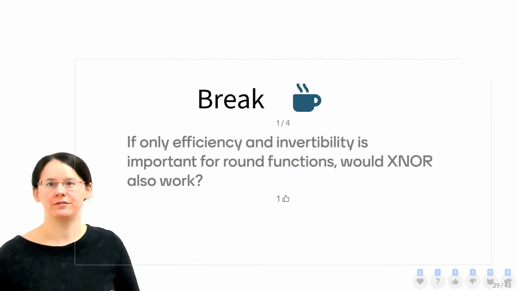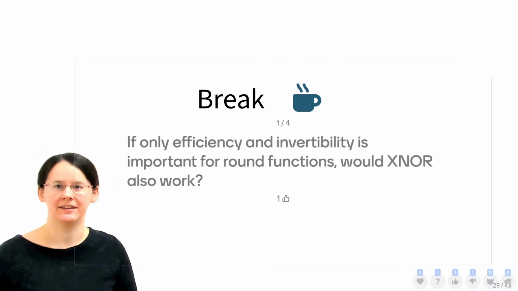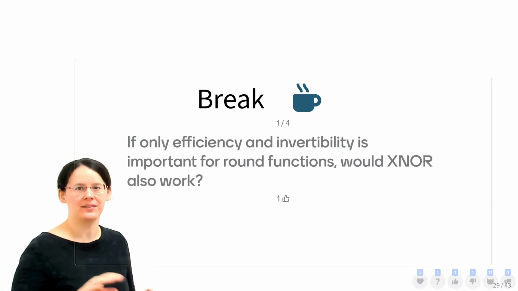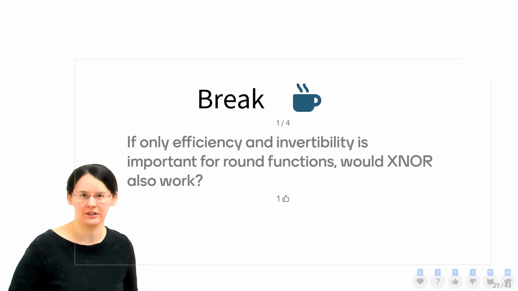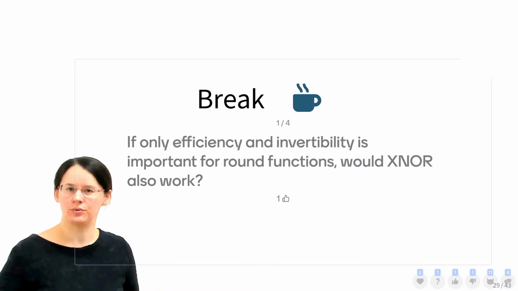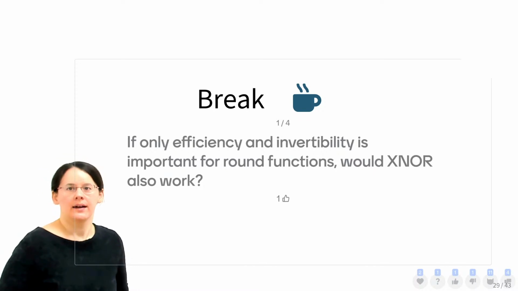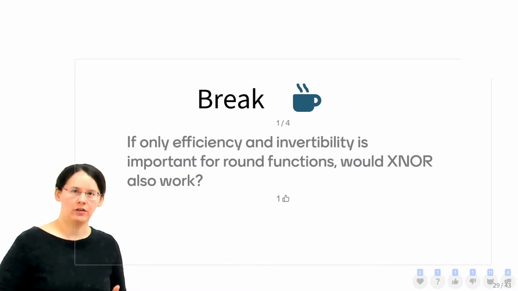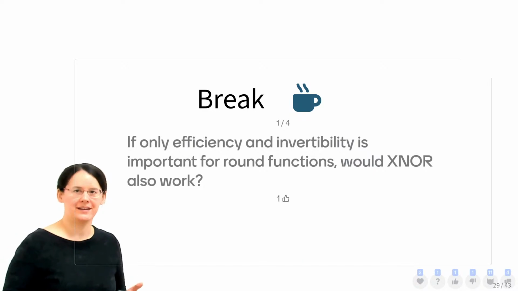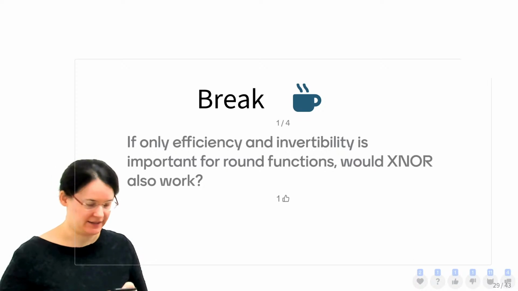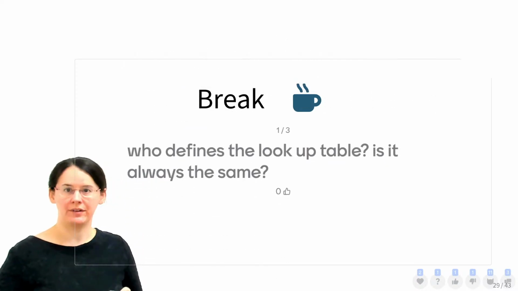Then, if it's only efficiency and invertibility that is important for round functions, would XNOR also work? So I guess this refers to the way that the key is linked to the round function, and there we could also do XNOR, which is closely related to XOR. For the round function itself, we do need something more complicated than just XORing things, because we need something nonlinear, like the S-box table.